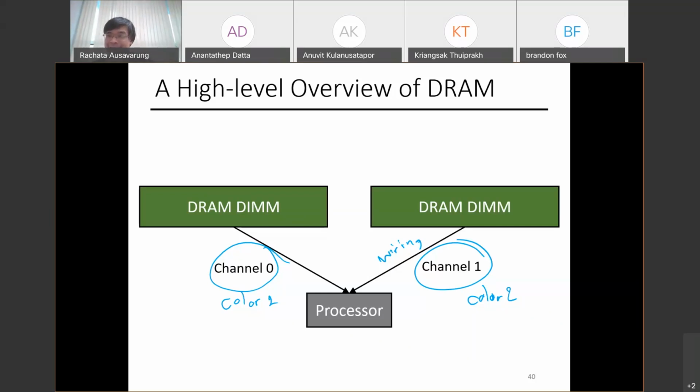Any questions on why you want to plug your DRAM into multiple channels?